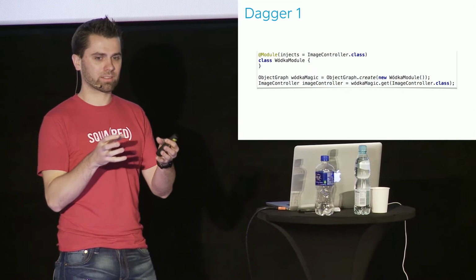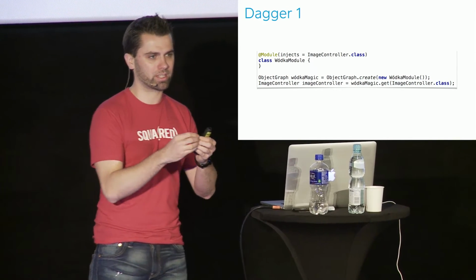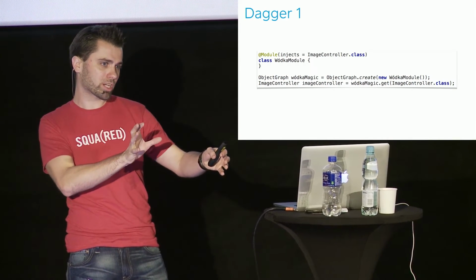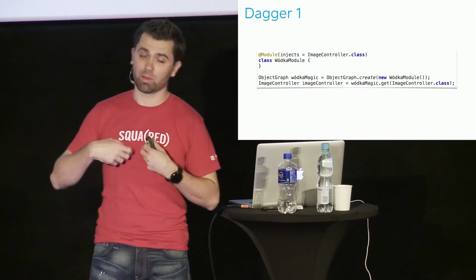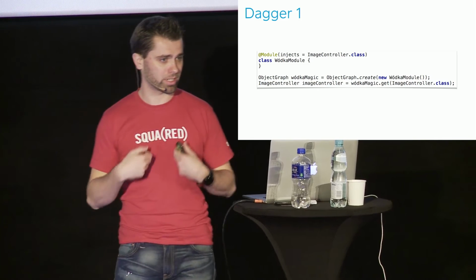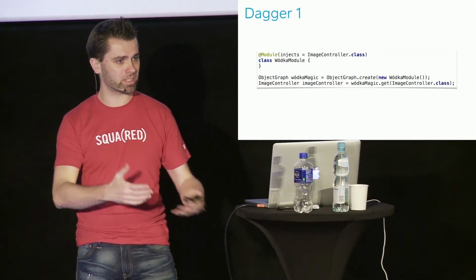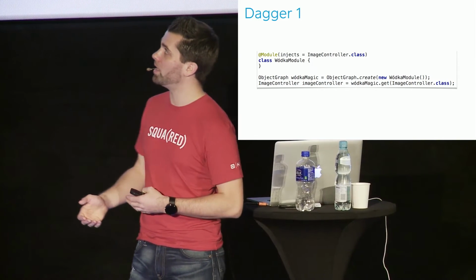It's the object that is not created or that is kind of at the edge of the object graph. It's the one that's accessed from the outside. So here, it's the object that I want. I want the image controller. That's the only thing I care about. And all of the dependencies are going to be created automatically by Dagger.